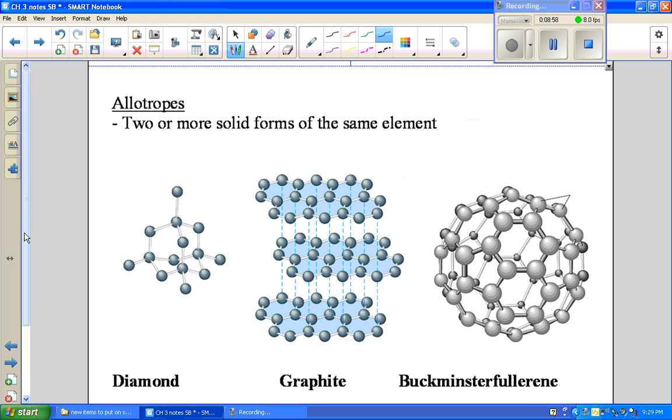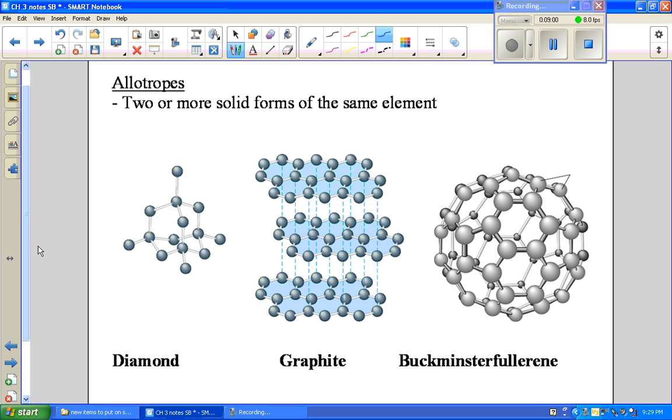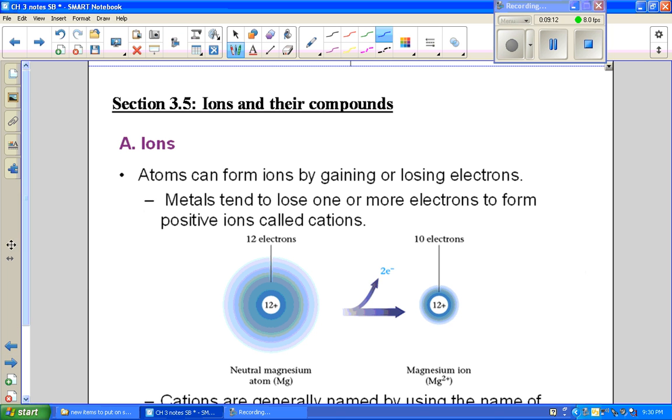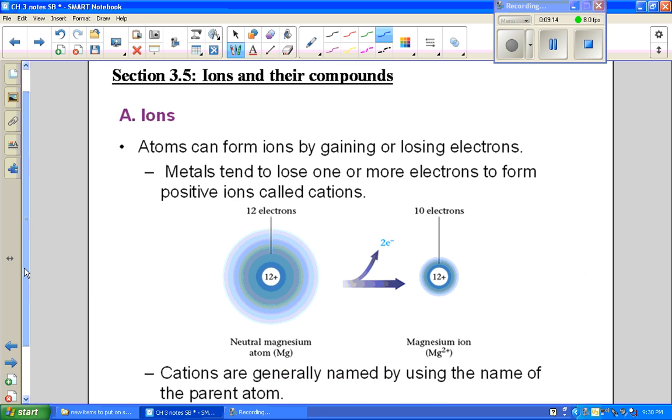Now if we take a look at allotropes, we are actually going to discuss this one in class because I have a couple of models and some other clips that we are going to be taking a look at. So we are going to skip right along this slide and go to the last couple of comments here.